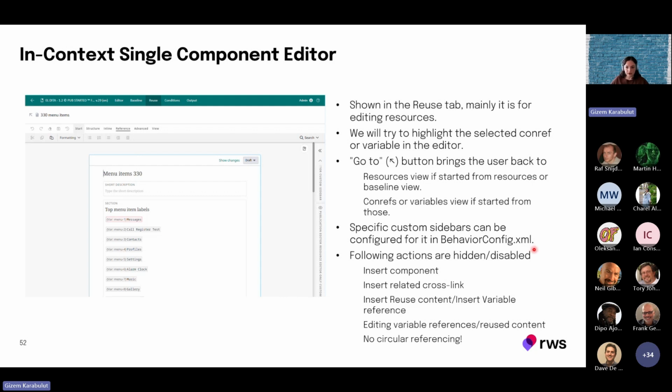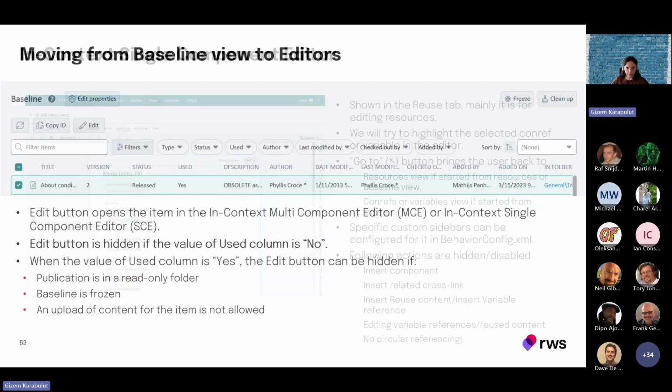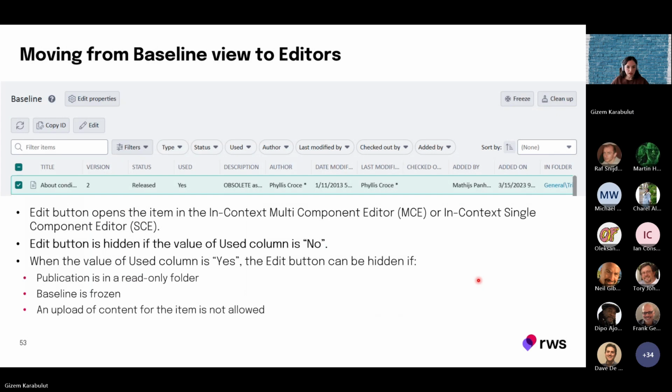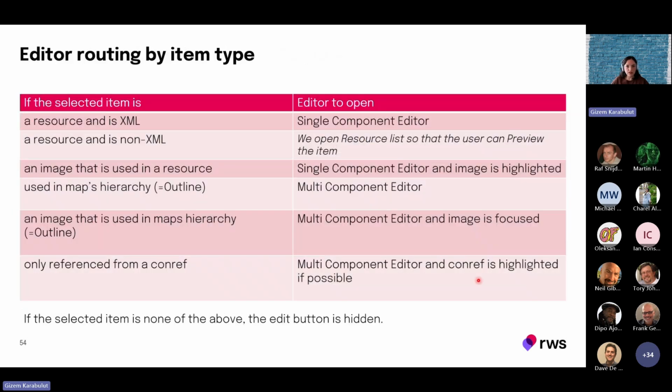referencing. So the insert reuse content, insert variable reference, and editing variable reference and reuse content are disabled. Also, editing component, inserting component, and inserting related crosslink are also disabled in the single component editor. I think this is explained. So this is the set of rules we are applying for the editor routing by item type.